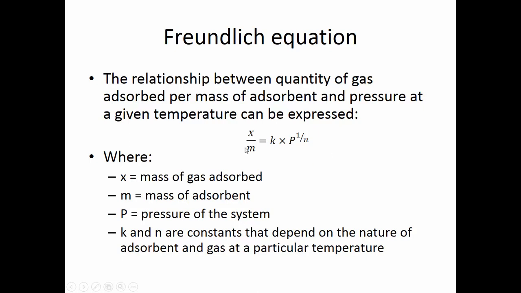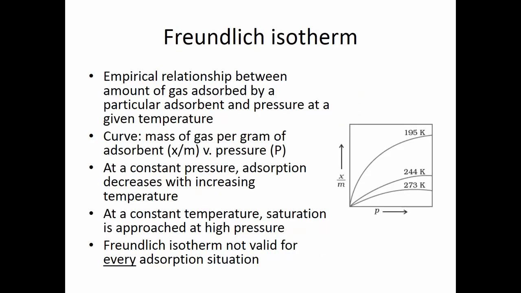It's a very simple equation. You have x over m, the mass adsorbed divided by the mass of adsorbent, equals a constant, k, times P, which is our pressure, to the 1 over n. n is another constant. And there's an empirical relationship between the amount adsorbed for a particular adsorbent and pressure at a given temperature. And we can look at curves of data from different temperatures, and see how these things change.